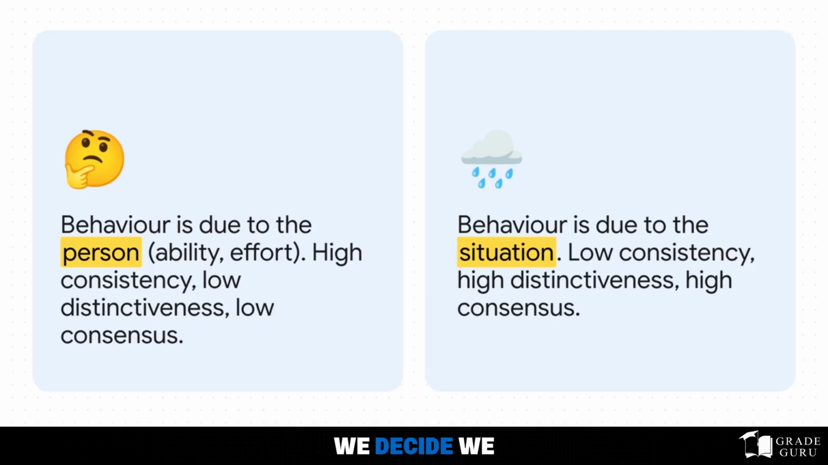So how do we decide? We look for three clues: consistency, distinctiveness, and consensus. For instance, if your coworker is always late for every type of meeting and no one else is, well, that's high consistency but low distinctiveness and consensus. You're probably going to make an internal attribution.